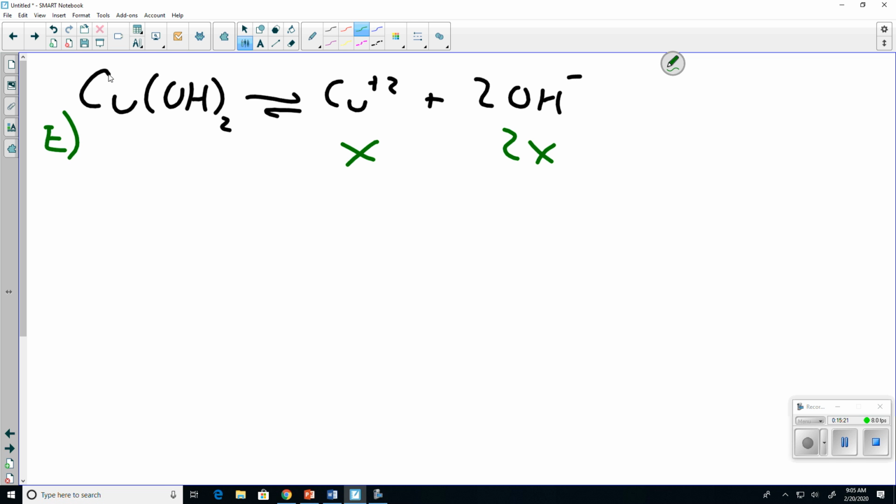If I wanted to solve for K, remember, products over reactants, except we're not going to consider this reactant because this reactant is a solid. So it'd be x times 2x, right? Oh, I have to square it, right?